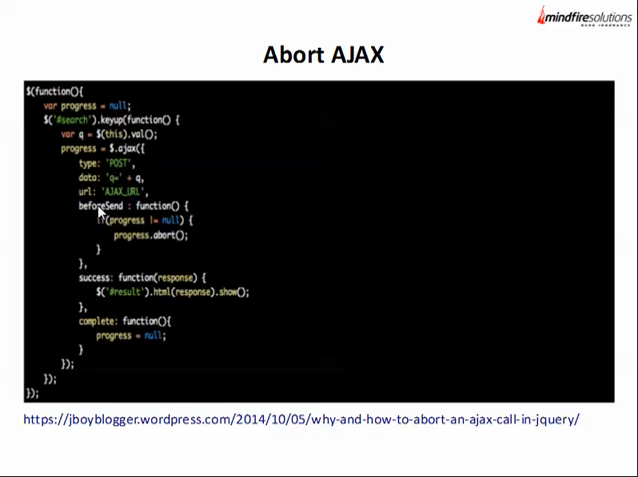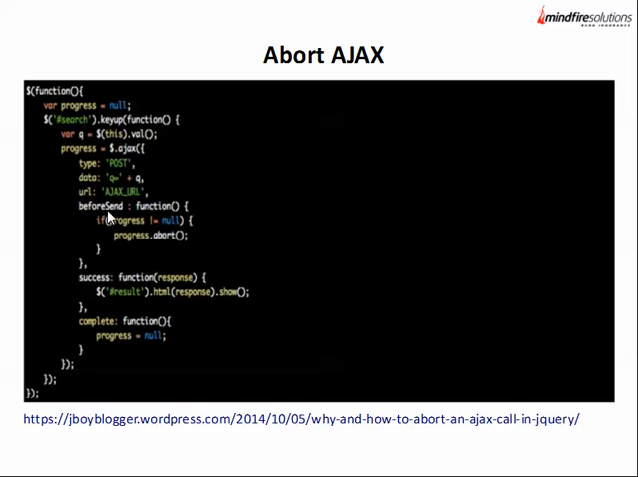Then in all these parameters, in beforeSend I will be checking if progress is not equal to null, meaning progress has something, then I will abort that, progress dot abort. What is progress having? Progress is having the previous Ajax call value, because progress was set as null. The progress value will be updated only when the Ajax starts. So here I assign progress as $.ajax, and this progress is not going to update until this Ajax completes.